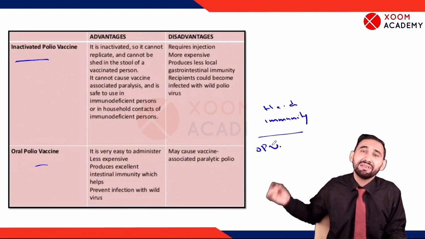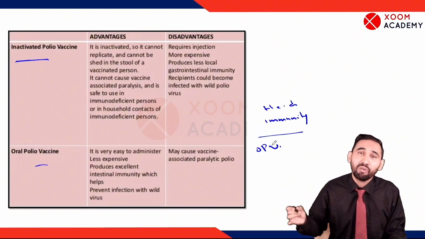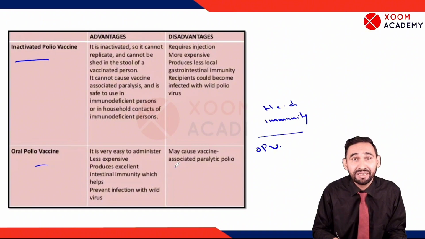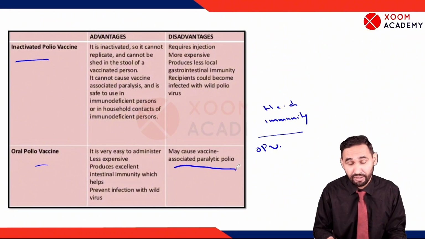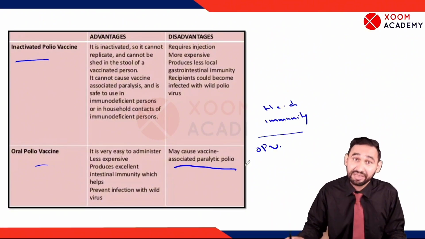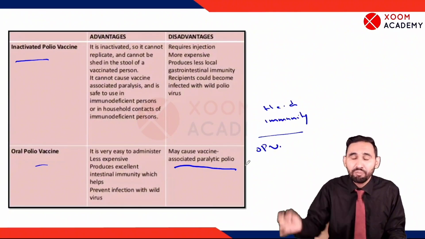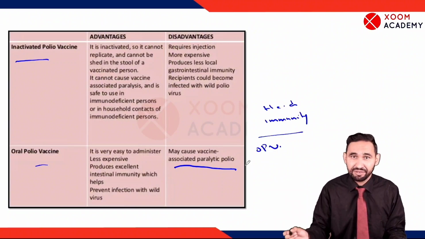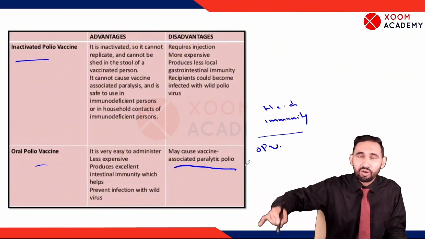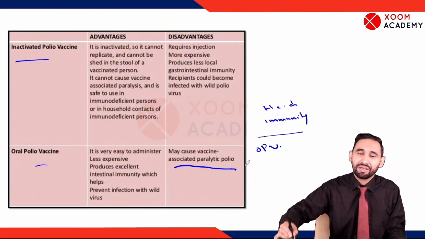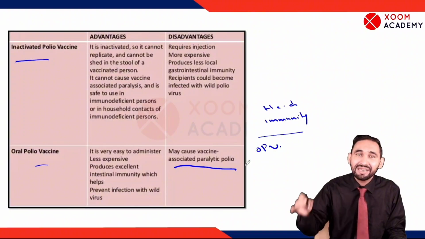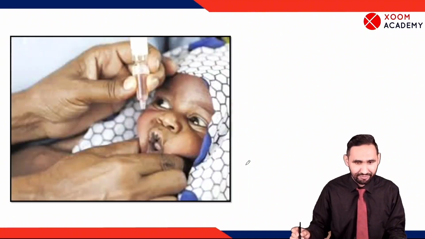And what is the main disadvantage? Oral polio vaccine is a live vaccine. It can cause vaccine-derived or vaccine-associated paralytic polio in less than 1% of cases. This vaccine causes polio. So now the world is shifting from OPV to IPV. In Pakistan, we are shifting from oral polio vaccine to inactivated polio vaccine to reduce vaccine-associated poliovirus.